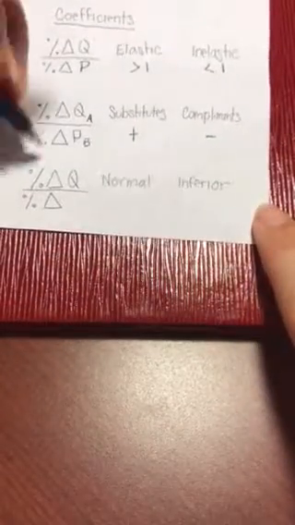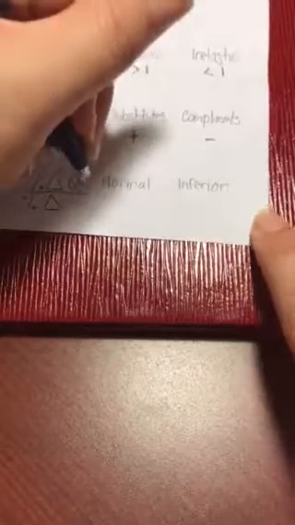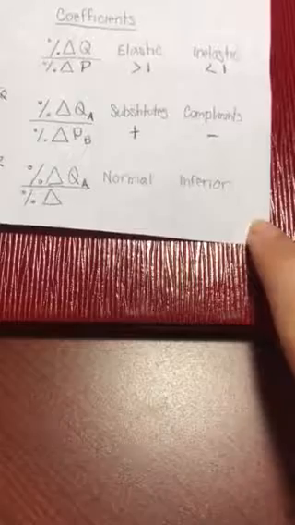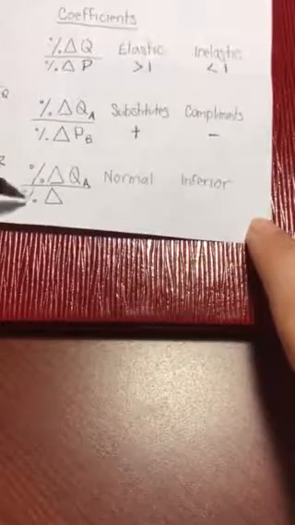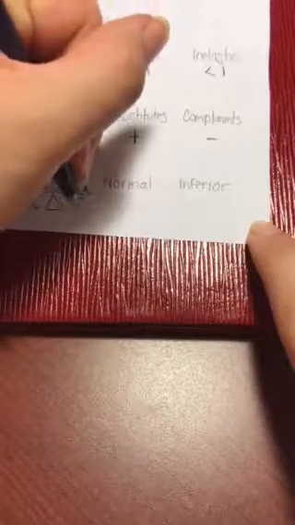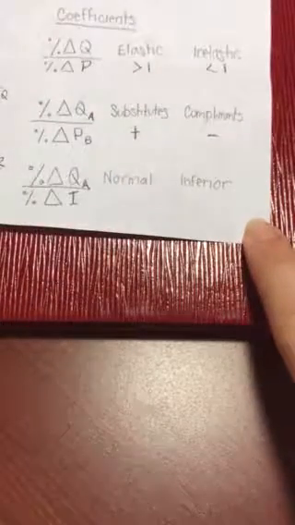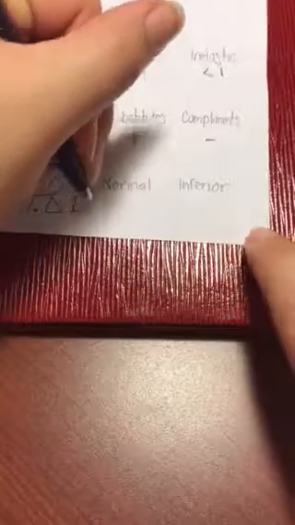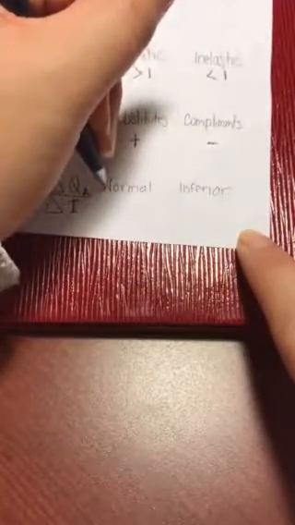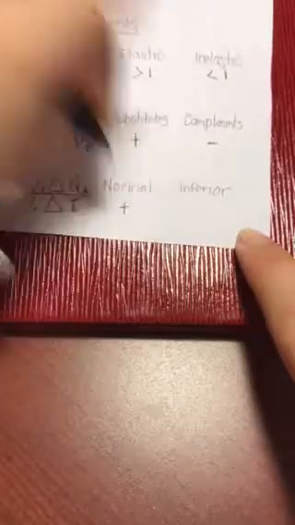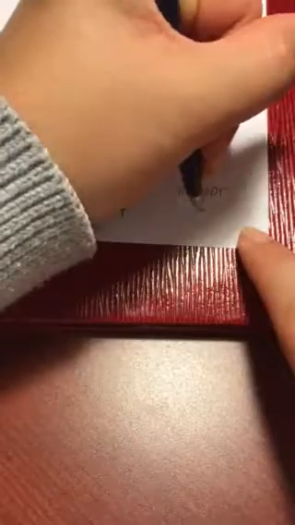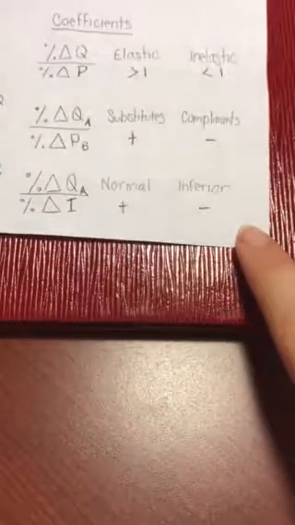Last one, a normal good. Notice the top is the same. Again, you're going to take the quantity of one of the goods. For this bottom one, it is the percentage change in income, because that's how we measure whether a good is normal or inferior. Okay, so you are going to, for a normal good, look for positive numbers. For an inferior good, you're going to look for negative numbers.